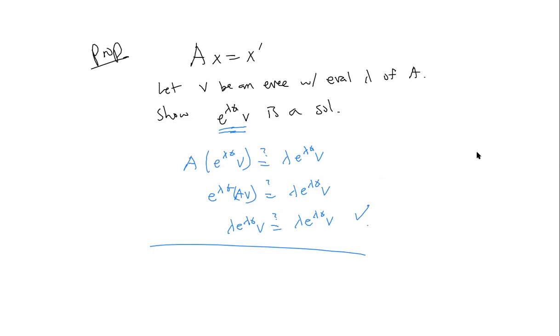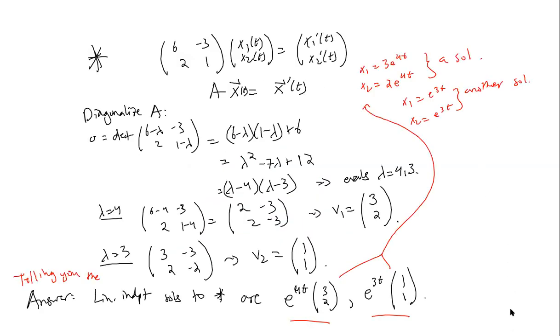And to answer a question before, a solution could be any one of those vectors, any sum of those vectors, correct. So linearly independent solutions are these, and so a general solution is C1 e to the 4t times the vector (3, 2) plus C2 e to the 3t times the vector (1, 1).